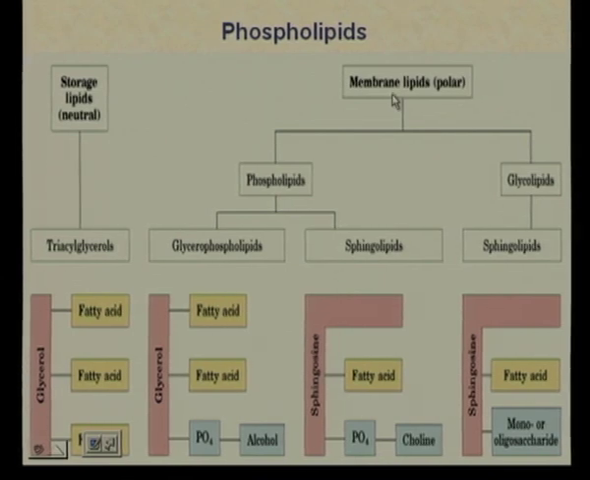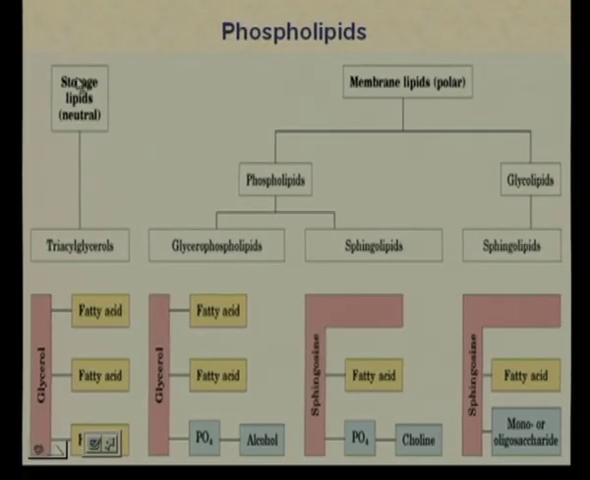In the membrane lipids, we have phospholipids and glycolipids. In phospholipids, we can have glycerophospholipids or sphingolipids. It is just a breakup tree. So, the membrane lipids are polar in nature, because they have a phosphate group attached, we will see what that means in a minute. Phospholipids are glycerophospholipids or sphingolipids, and glycolipids are other sphingolipids. Glyco means you have sugar. Whenever the prefix glyco comes in, it means there is sugar present.